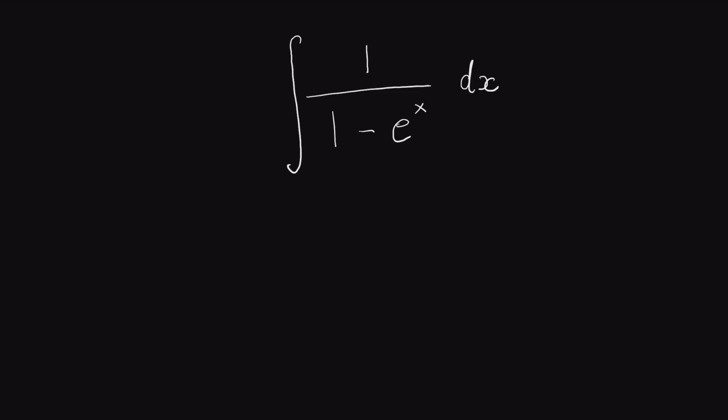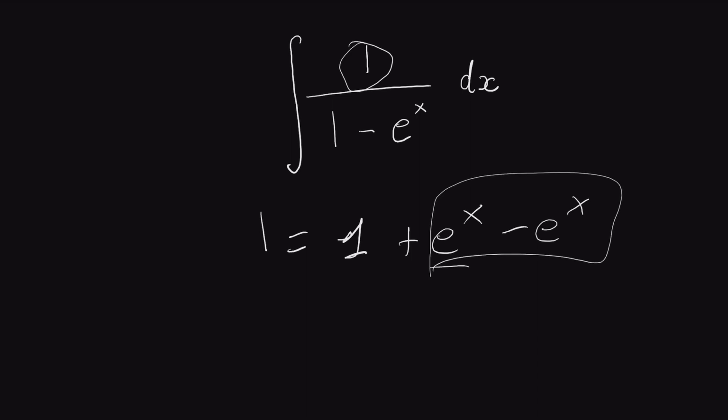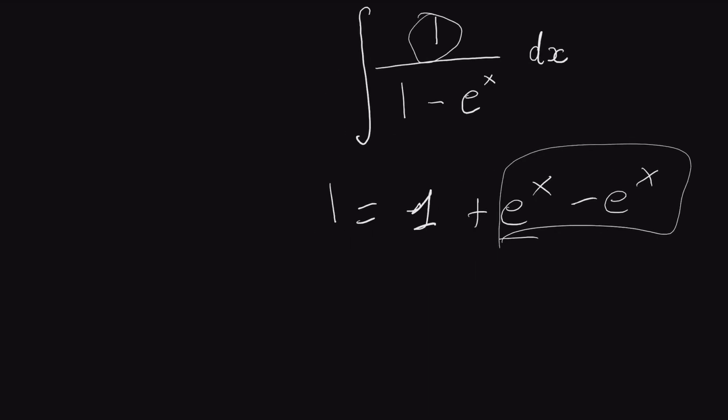We'll be solving this indefinite integral of 1 divided by 1 minus e to the x with respect to x. The way we're going to do this is by using a trick, which is recognizing that this 1 is the same thing as 1 plus e to the x minus e to the x. You're adding e to the x, but then subtracting it, so it simply ends up being 0. This is generally a trick you want to use whenever you have something like 1 divided by 1 minus k. You want to do 1 equals 1 plus k minus k.